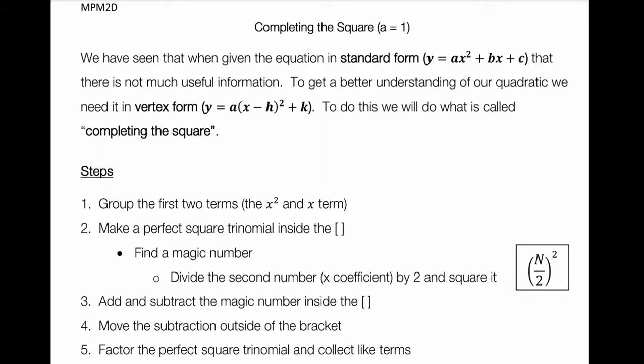Once we have that magic number, we're going to add it and subtract it inside the bracket. By adding it and subtracting it, we're not really changing anything. We're going to move the subtraction part outside of the bracket, and whatever's left in the bracket should be a perfect square trinomial. We're going to factor that, and then collect like terms, and in the end we should have our vertex form.